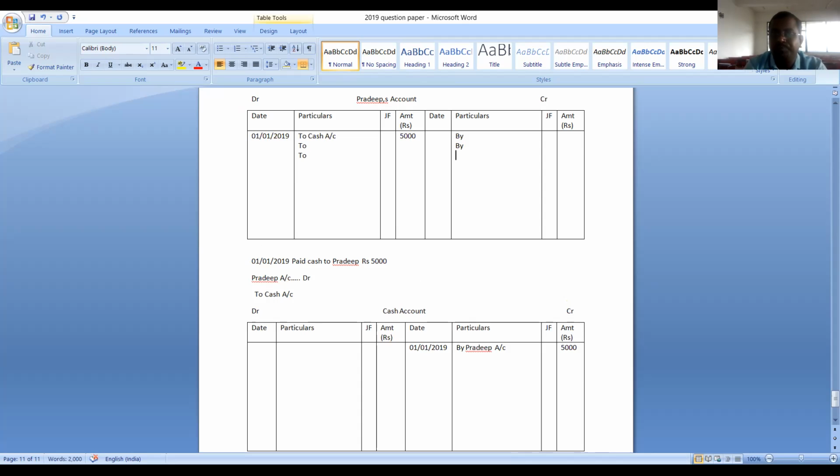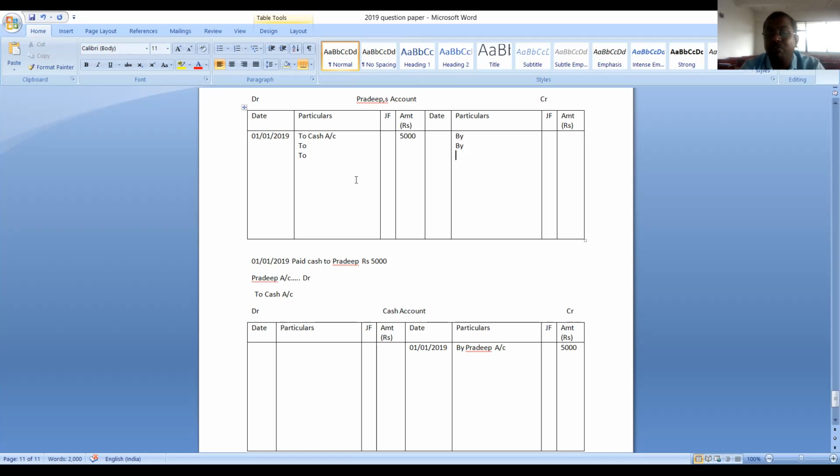So this is how we should record transactions in the book of ledger. First, we should pass the journal entry. Later, we should post this particular journal entry to the ledger. Recording transactions in the book of ledger with the help of a journal is called what? It is called posting. So that is all about the format of the journal.